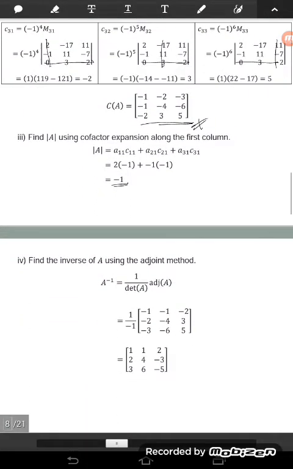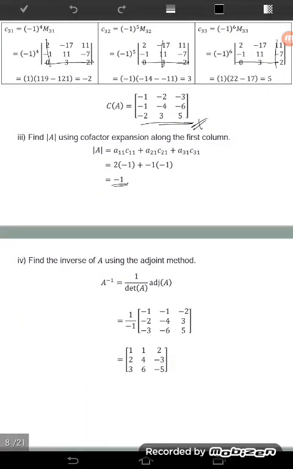Okay, so next, find the inverse of A using the adjoint method. Okay, so using adjoint method, we have inverse of matrix A, which is equal to 1 over determinant of A times with adjoint of A. So 1 over determinant of A is negative 1. So 1 over negative 1. Okay, so adjoint of A is transpose of cofactor matrix A.